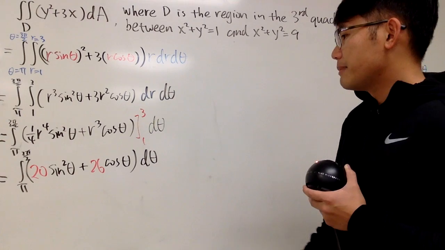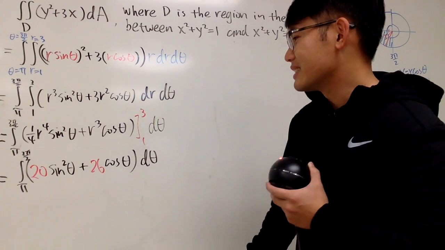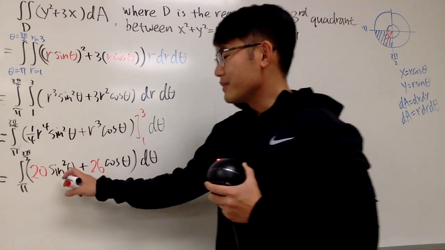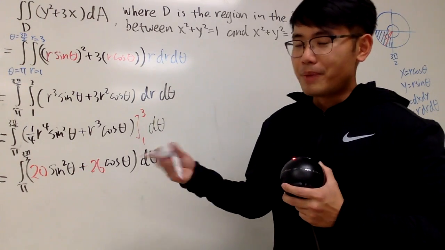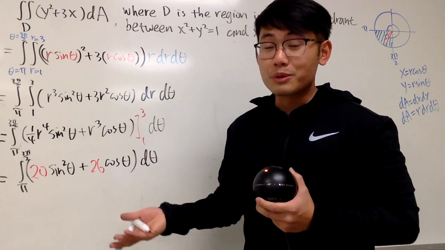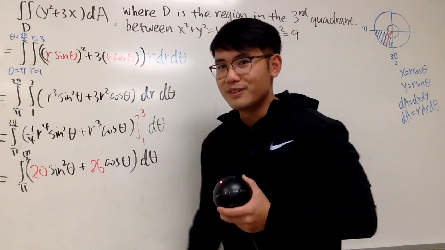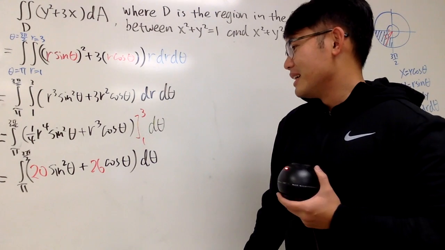This right here is not that bad. Not really. This right here, you have to do some identity business. So to take care of this, you're going to use a power reduction formula. If you want to see how to do more integrals, be sure you go check out my 100 integrals. So this right here is, of course, one of the ones that you have to know.